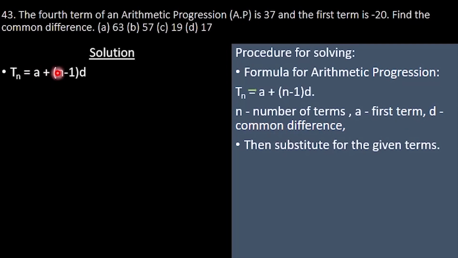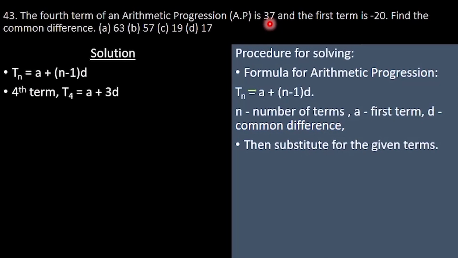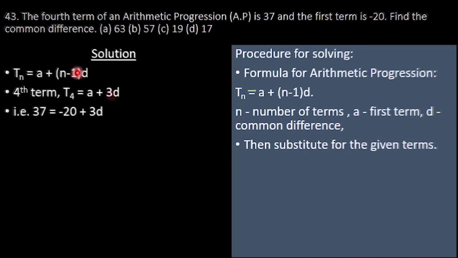Then the fourth term, here they said our fourth term is 37. We now have 37 equals to our a, that is the first term, to be minus 20 plus n minus 1, that is 4 minus 1, which give us 3 times d. We have 3d. Therefore, we have 37 is equals to minus 20 plus 3d.